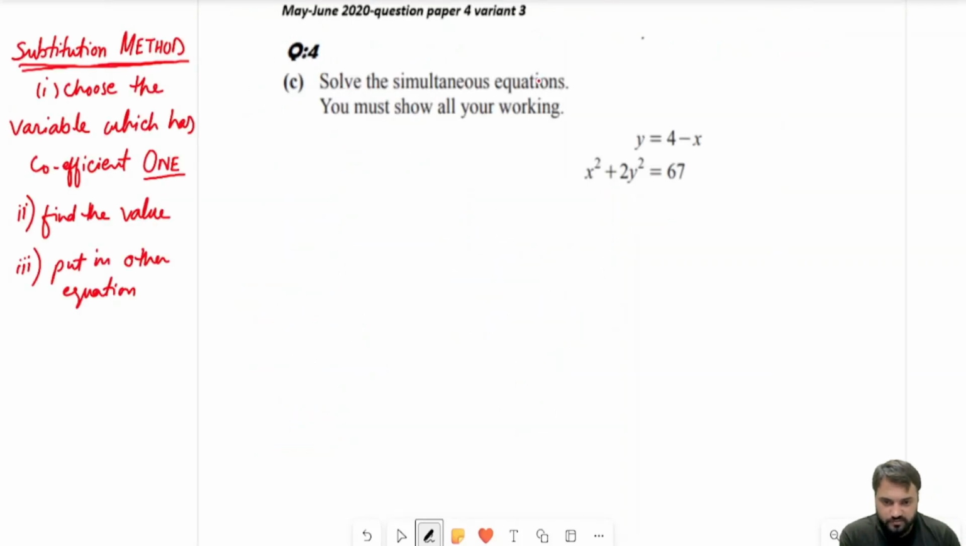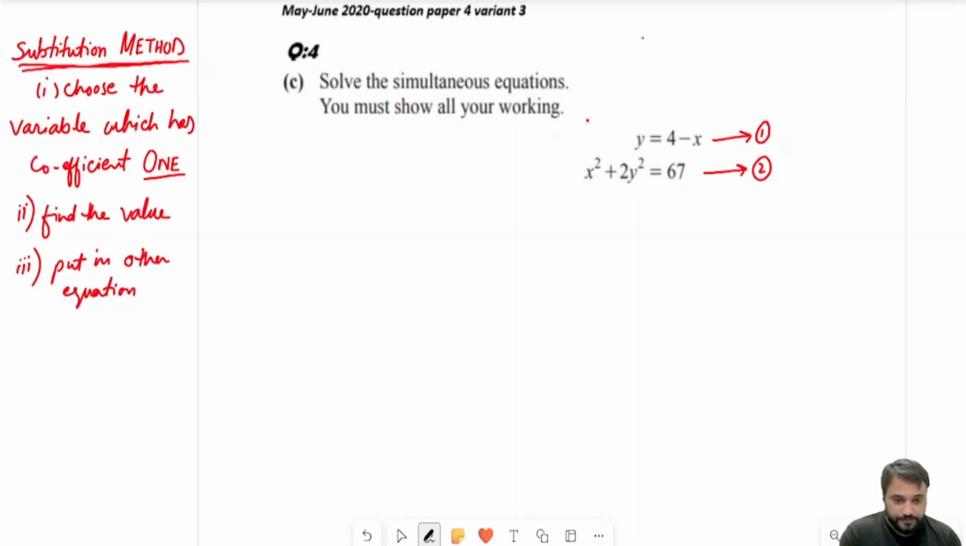Question 4 is: solve the simultaneous equations. You must show all your working. Again, this is a case of nonlinear simultaneous equations, and this is our equation number 1. This is equation number 2. And how to solve non-linear simultaneous equations? The preferable method is the substitution method. And what is that? First, you have to choose the variable which has coefficient 1, and second, find the value of that variable and put it in the other equation, not in the same equation from where you get the value. Okay, keep it in mind.